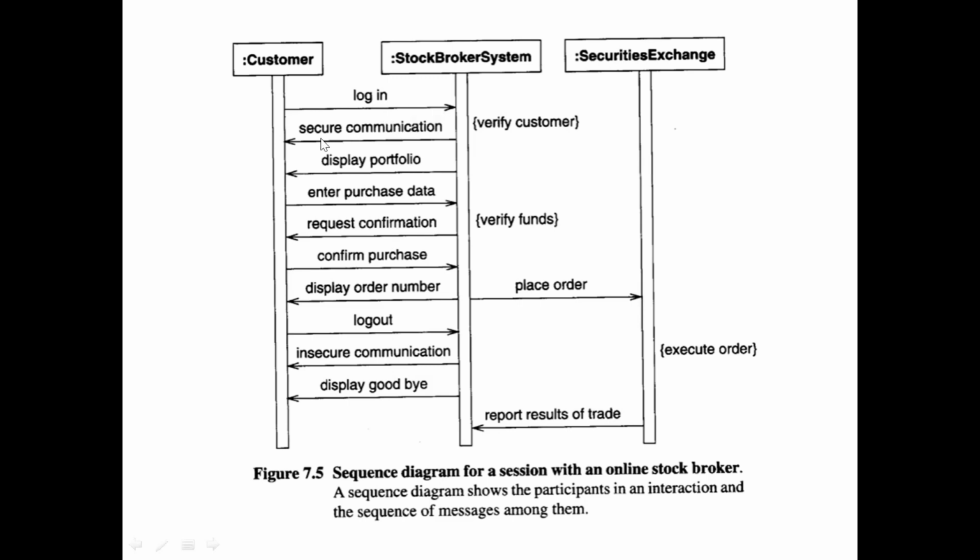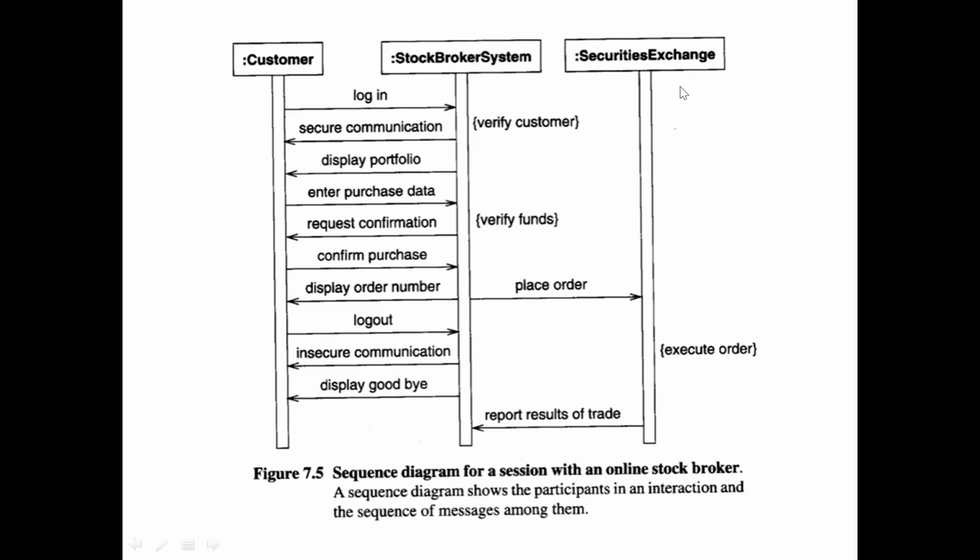This is the first thing that has to happen, this is the second thing, third thing, fourth thing, and so on. You can see the sequence diagram tells us the sequence of events and not the exact time at which it should happen, but the correct order in which the operations should happen for that particular use case to execute successfully. So you see, login, secure connection, all this happens. Then you verify funds, request confirmation, confirm purchase, display order number. Here the system in turn should interact with the securities exchange to place the order. Here you log out, so again secure communication, goodbye, and then this reports results of the trade.